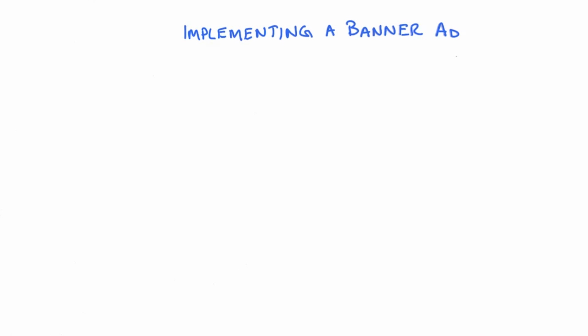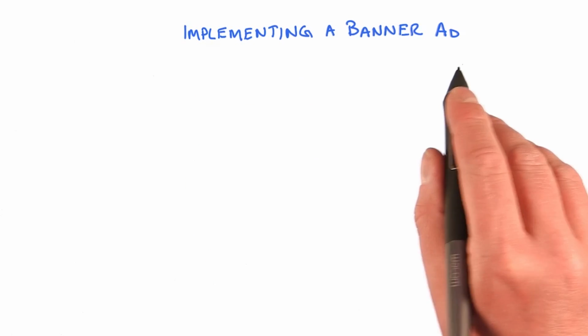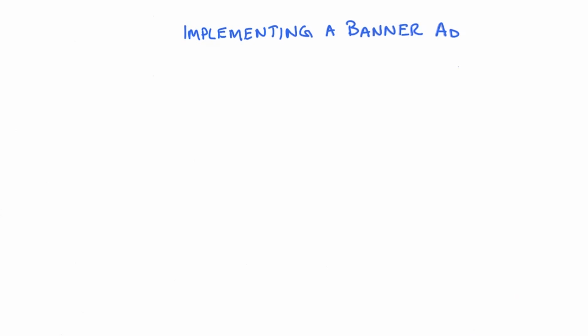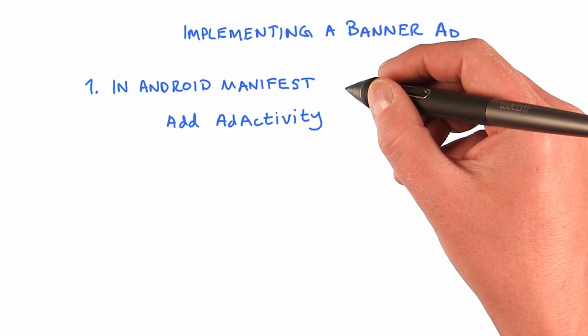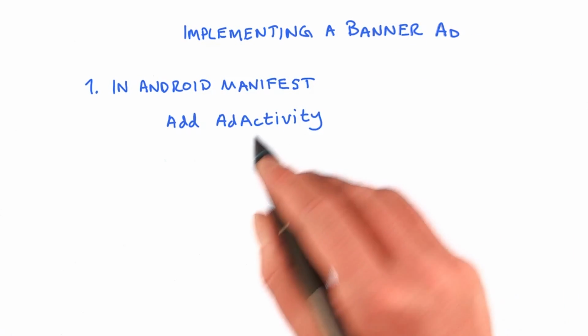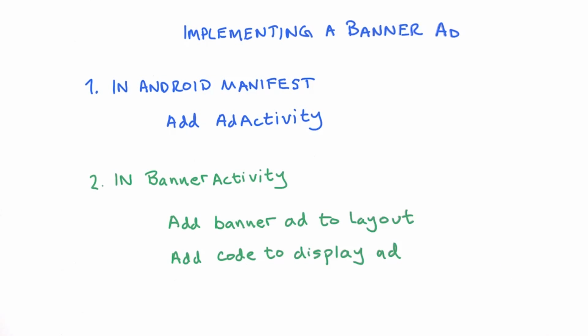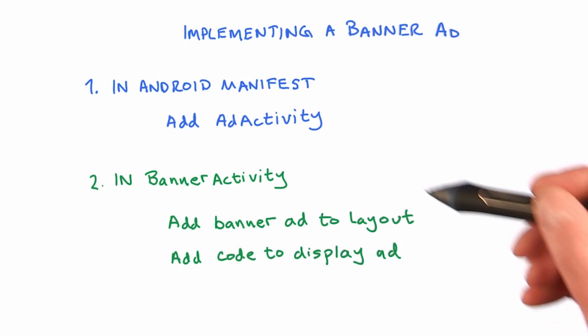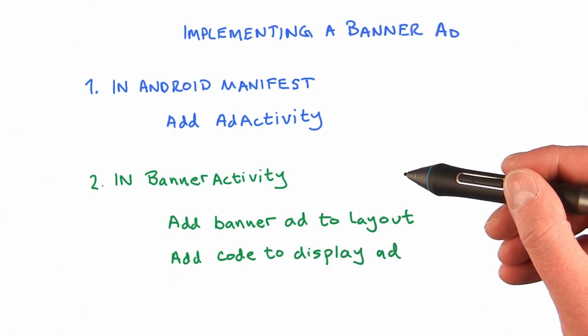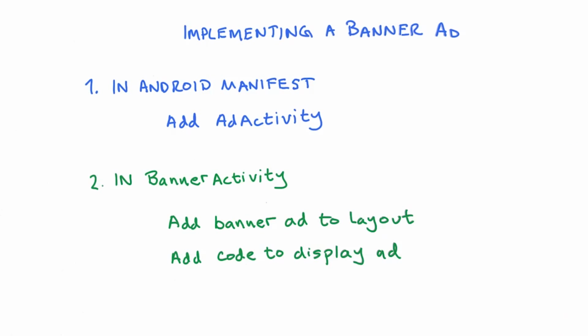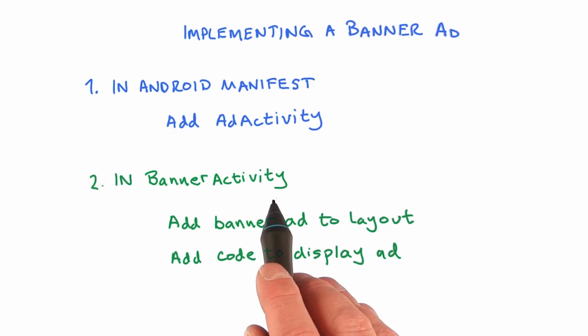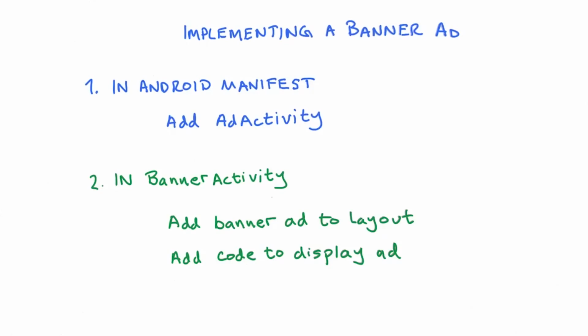Now let's go into the specific things and implement a banner ad in our app. Here are the things we will do. In the Android manifest, we will add an activity called Ad Activity. Then it's time to add code to our banner activity to actually display a banner ad. Then we will add our banner ad to banner activity. This involves adding a banner ad to our layout file, and then adding code to display that ad.